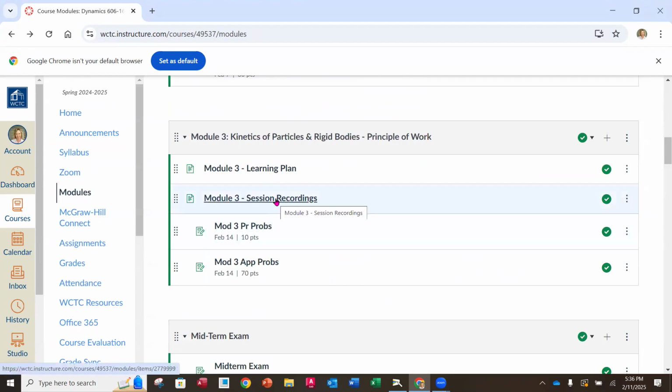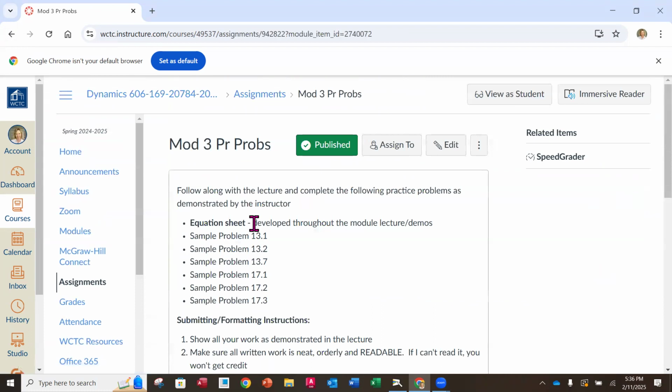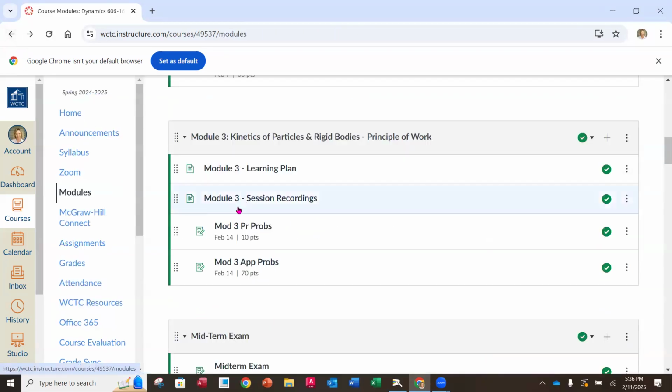You'll also notice that there'll be session recordings. Once I record them, this is the first time that they'll be out there. And then you'll also notice that I have our practice problems and our application problems. So practice problems, we're going to have 3 for each one of the chapters, 3 for chapter 13, and then 3 for chapter 17. So we'll be getting through the chapter 13 ones this evening.